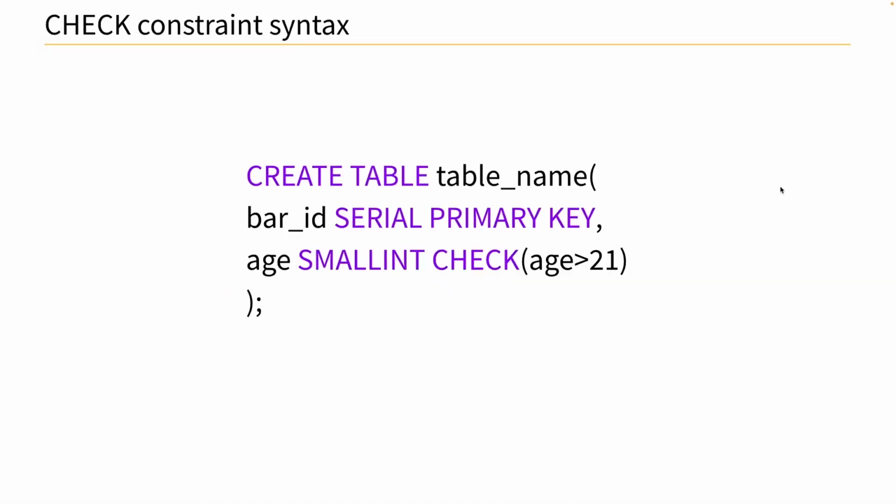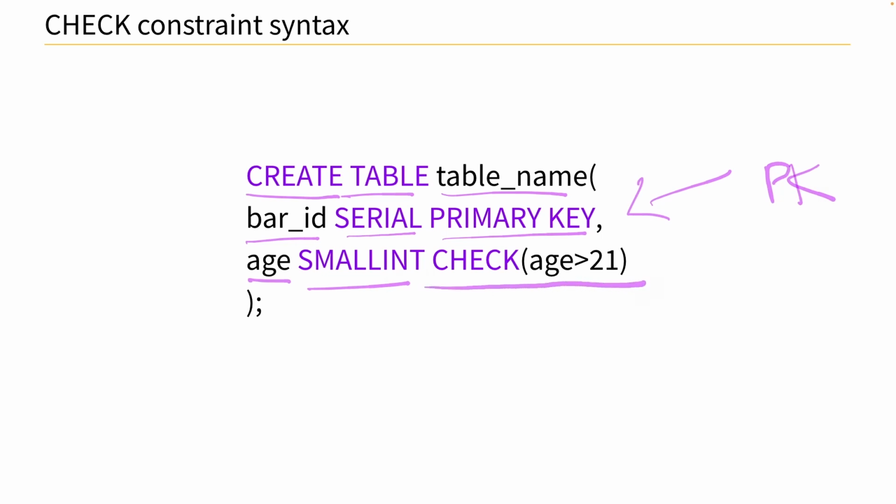All right, so check. What does it do? So here, and this is super interesting, we're going to create a table, and the table name, here's the bar ID, serial, and primary key, and we already know how to create that primary key, right? And here we're going to just create a small example, and it's going to be age, and it's a small int, right? And check the documentation if you're still unsure about small int. But here's the check keyword. And what we're going to do is to make sure that the age is over 21.